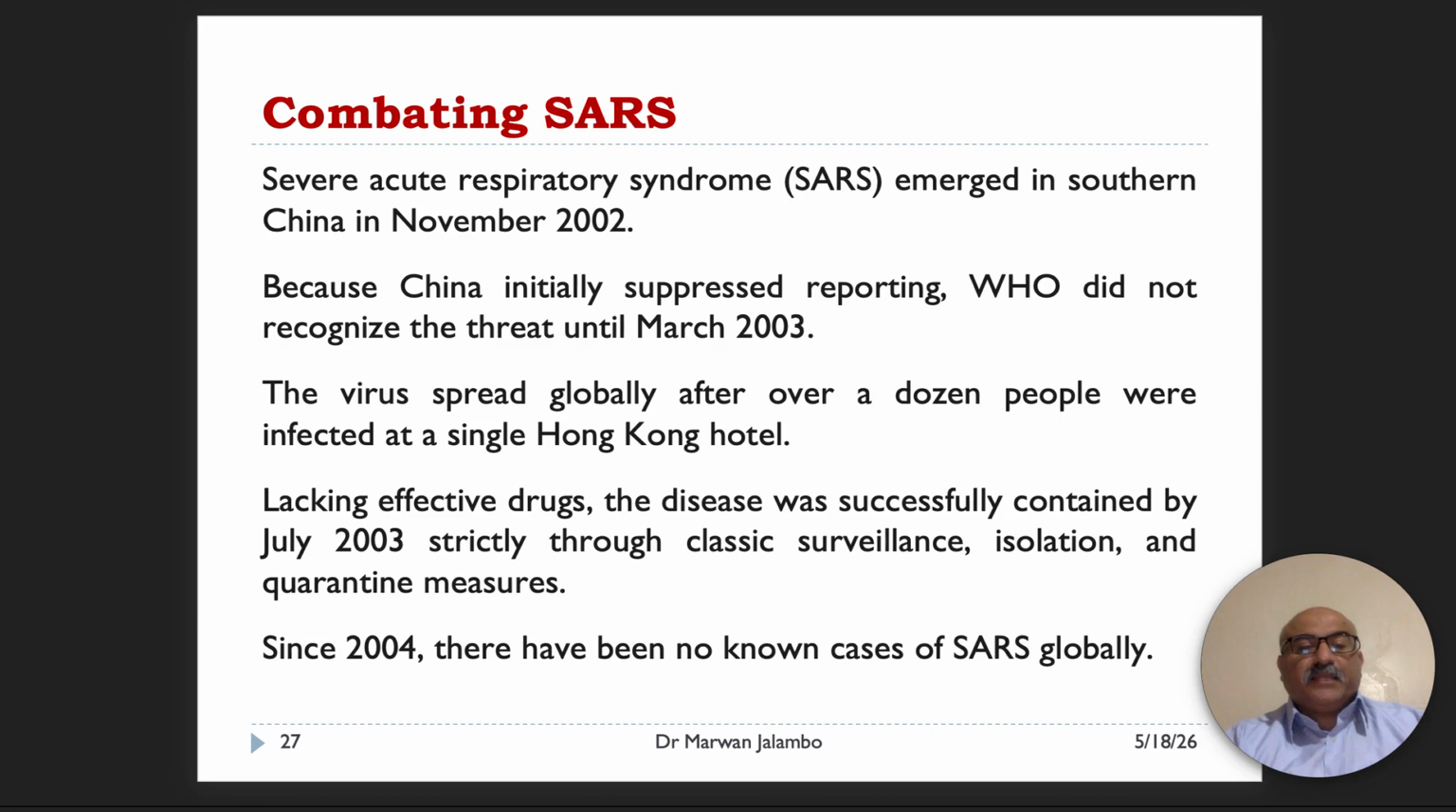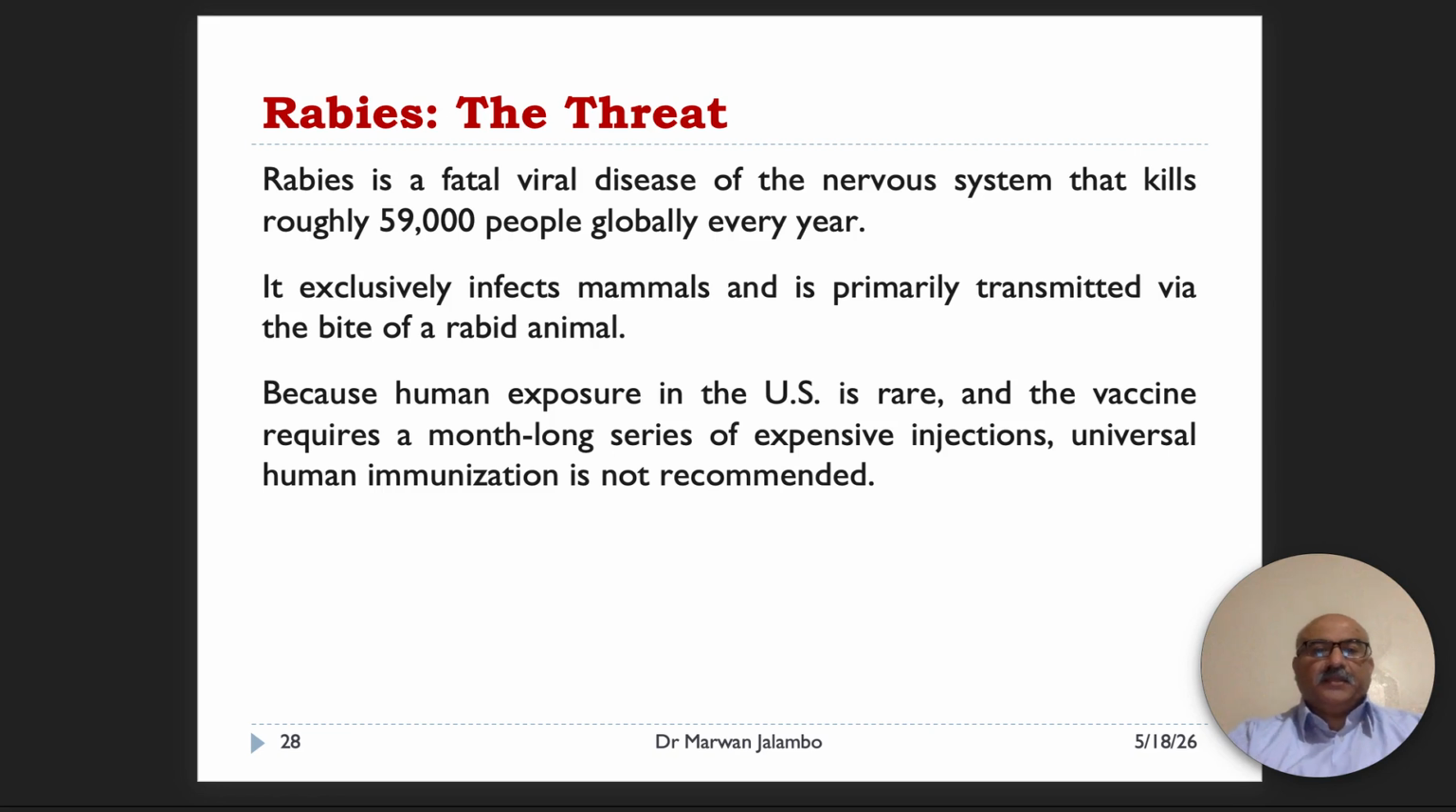Now, let's look at a disease that requires constant management, rabies. Rabies is a fatal viral disease of the nervous system. It kills an estimated 59,000 people around the world each year, usually contracted through a dog bite.